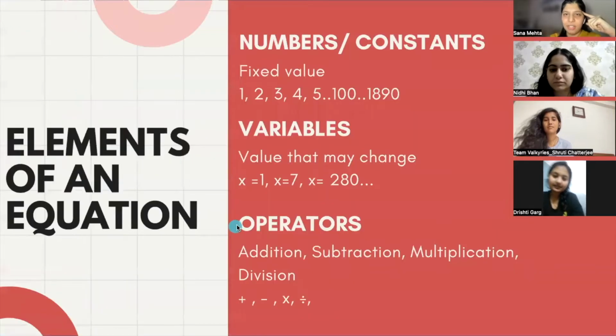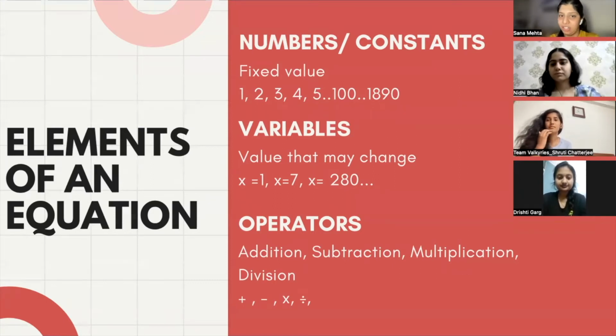So what are the elements of an equation? I think Drishti very well mentioned. We have constants, which are fixed values: 1, 2, 10, all of these count as constants. Then we have variables whose values can be changed. So x can be 1, x can be 7, x can be 280, anything. Then we have operators: addition, subtraction, multiplication, division.